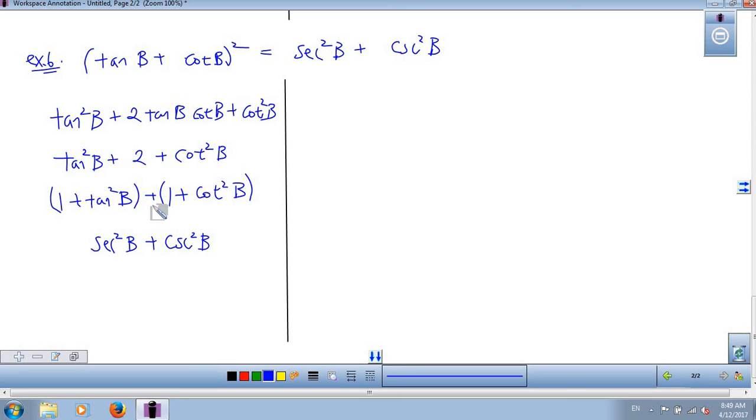Okay, alright, so today we have done several examples to show you how to do this. Tomorrow in our next lesson we will go ahead and do a little bit more examples.